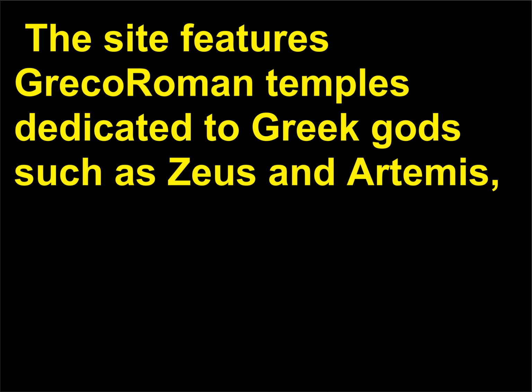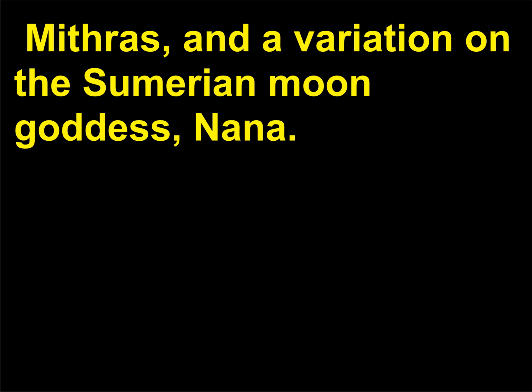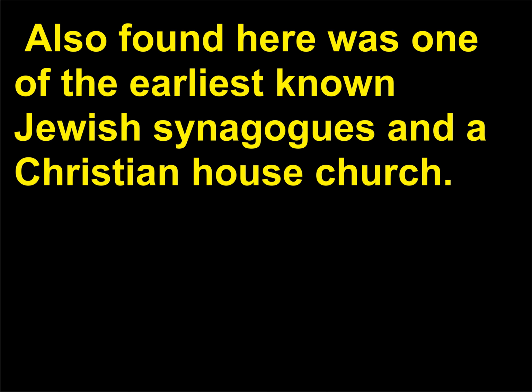The site features Greco-Roman temples dedicated to Greek gods such as Zeus and Artemis, as well as temples decorated with images of ancient Near Eastern deities such as the Persian god Mithras, and a variation on the Sumerian moon goddess, Nana. Also found here was one of the earliest known Jewish synagogues and a Christian house church.